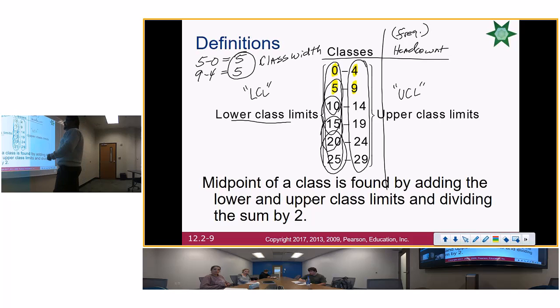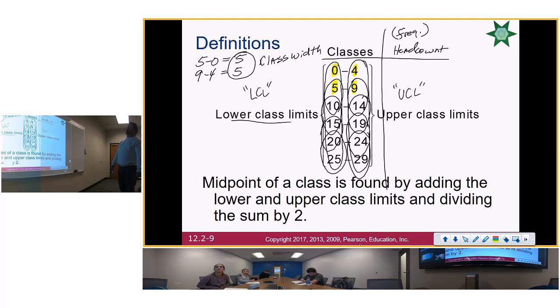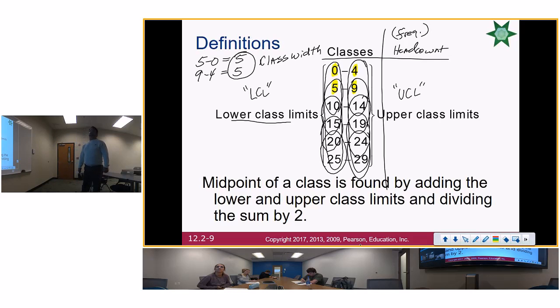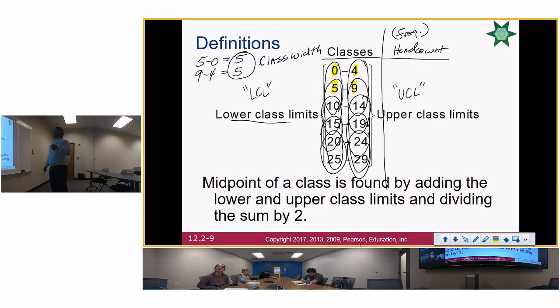Go vertically. What is 9 from 14? What is 14 from 19? What is 19 from 24? What is 24 from 29? All of them are 5. The class width on this is 5. That looks easy enough. It is, but if you try to go the other way, you're going to get confused. So I don't even show that way.